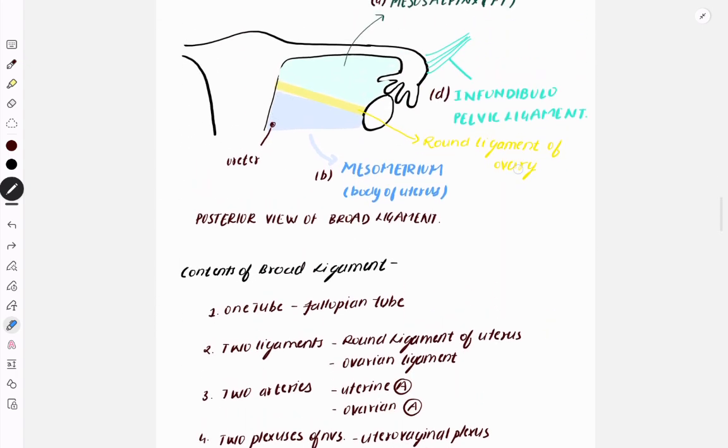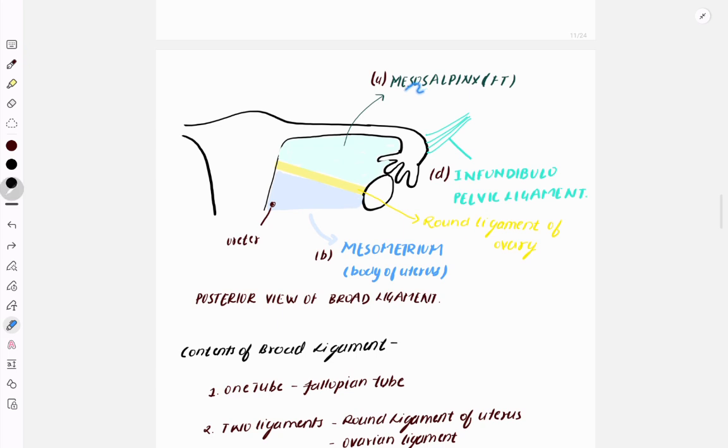So this completes the 4 different parts of the broad ligament. The first one is mesosalpinx, related to the fallopian tube and the round ligament of ovary. Mesometrium, which starts from the pelvic floor, goes towards the ovary, ovarian ligament and the body of uterus, that is the mesometrium. The third part is the meso-ovarium, which is not seen in this diagram because that is a posterior layer of broad ligament going towards the ovary.